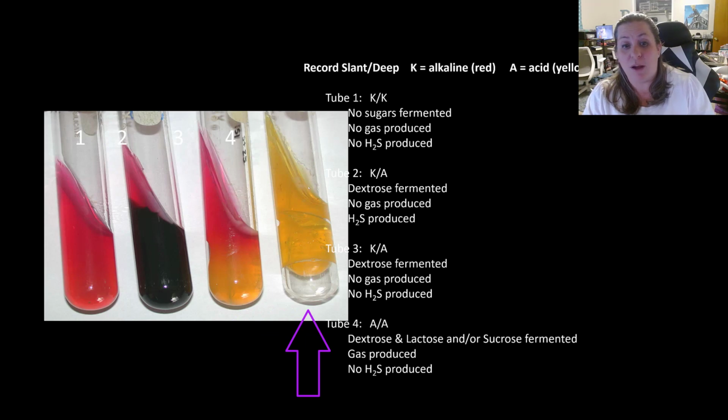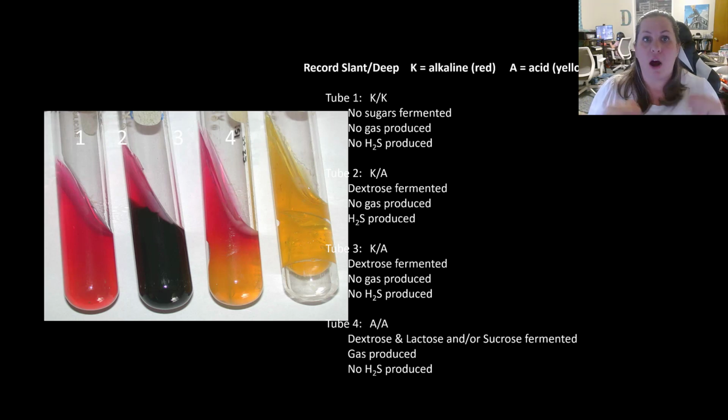Test tube 4 is the last one. You will notice that it is yellow through the whole thing. This one we mark as an AA. This means they've used dextrose, lactose, and/or sucrose through this process. Gas was also produced. You see how there is a space at the bottom of this? The agar has been disrupted, it's cracked, it's pushed. That's showing you that gas was produced. And again, since there's no black present, there is no H2S produced.